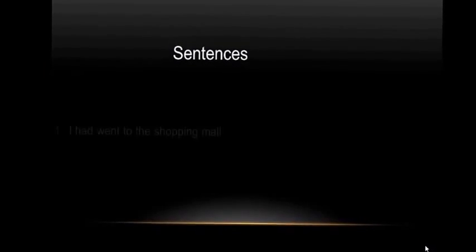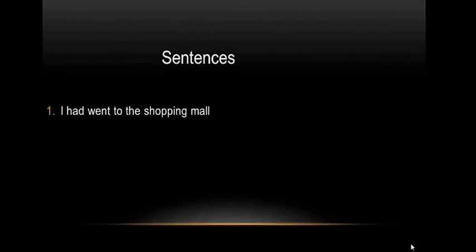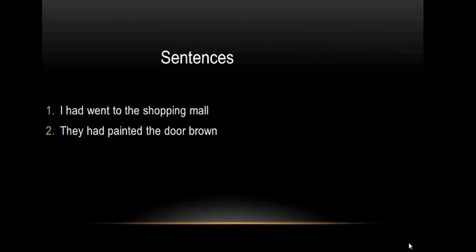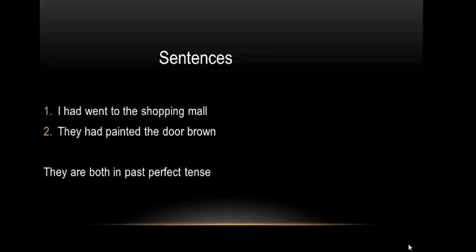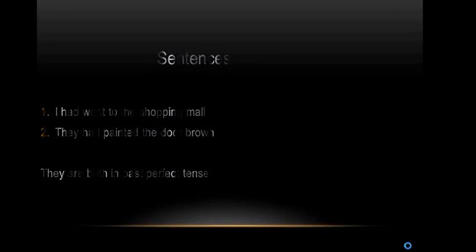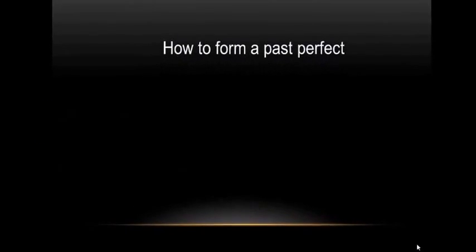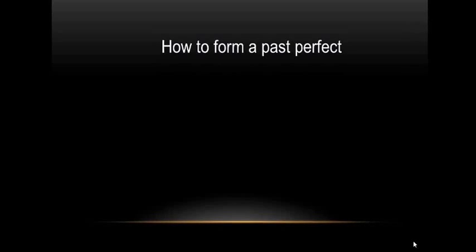Look at these sentences. I had went to the shopping mall. They have painted the door brown. As you can see, both of these sentences are in the past perfect tense. And now we will talk about how to form the past perfect.